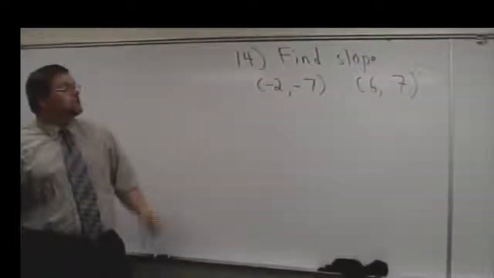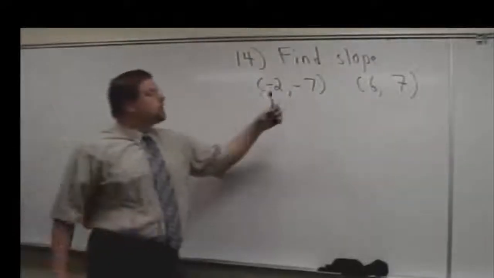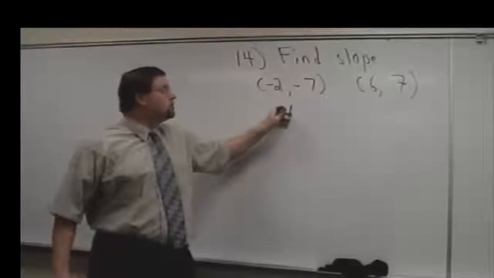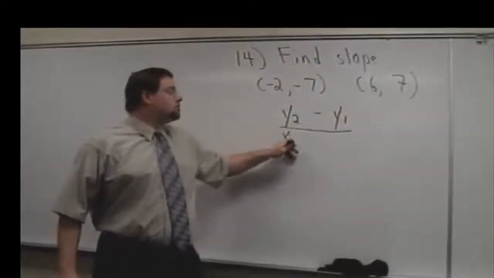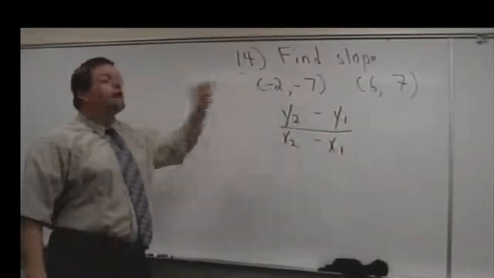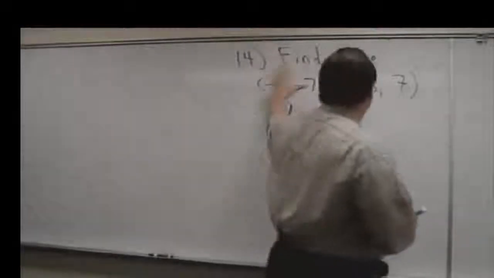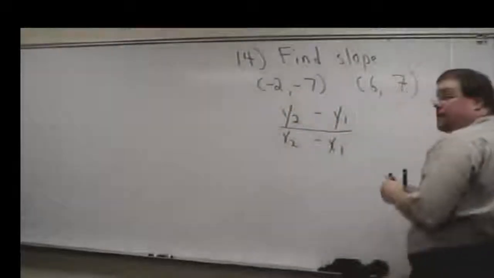Okay, so number 14, this is a problem about finding slope between 2 points. Whenever I give you 2 ordered pairs, the formula for slope is just y2 minus y1 over x2 minus x1. So I'm just going to randomly call the first point x1, y1, and the second point x2, y2. You can go either way. It's up to you. It will not make a difference.